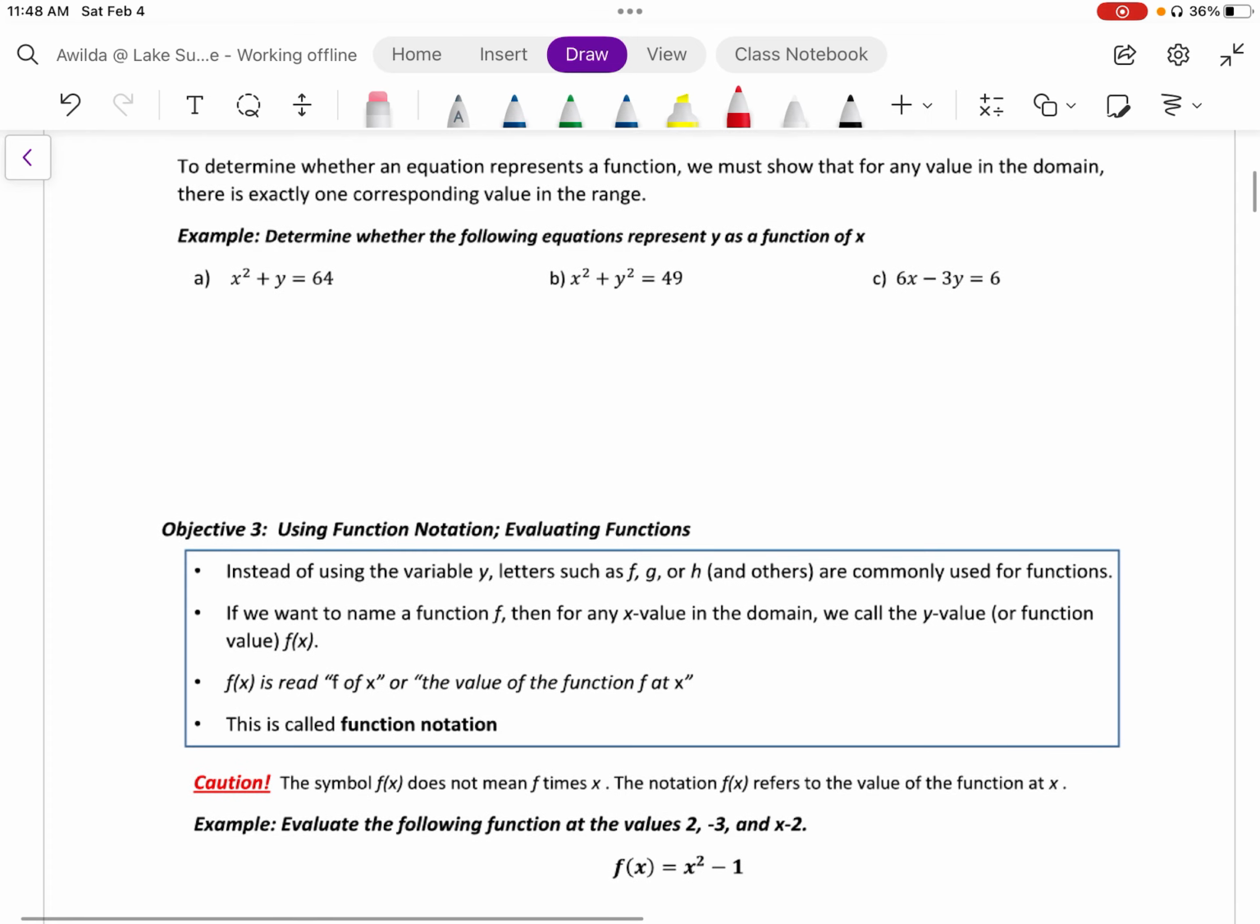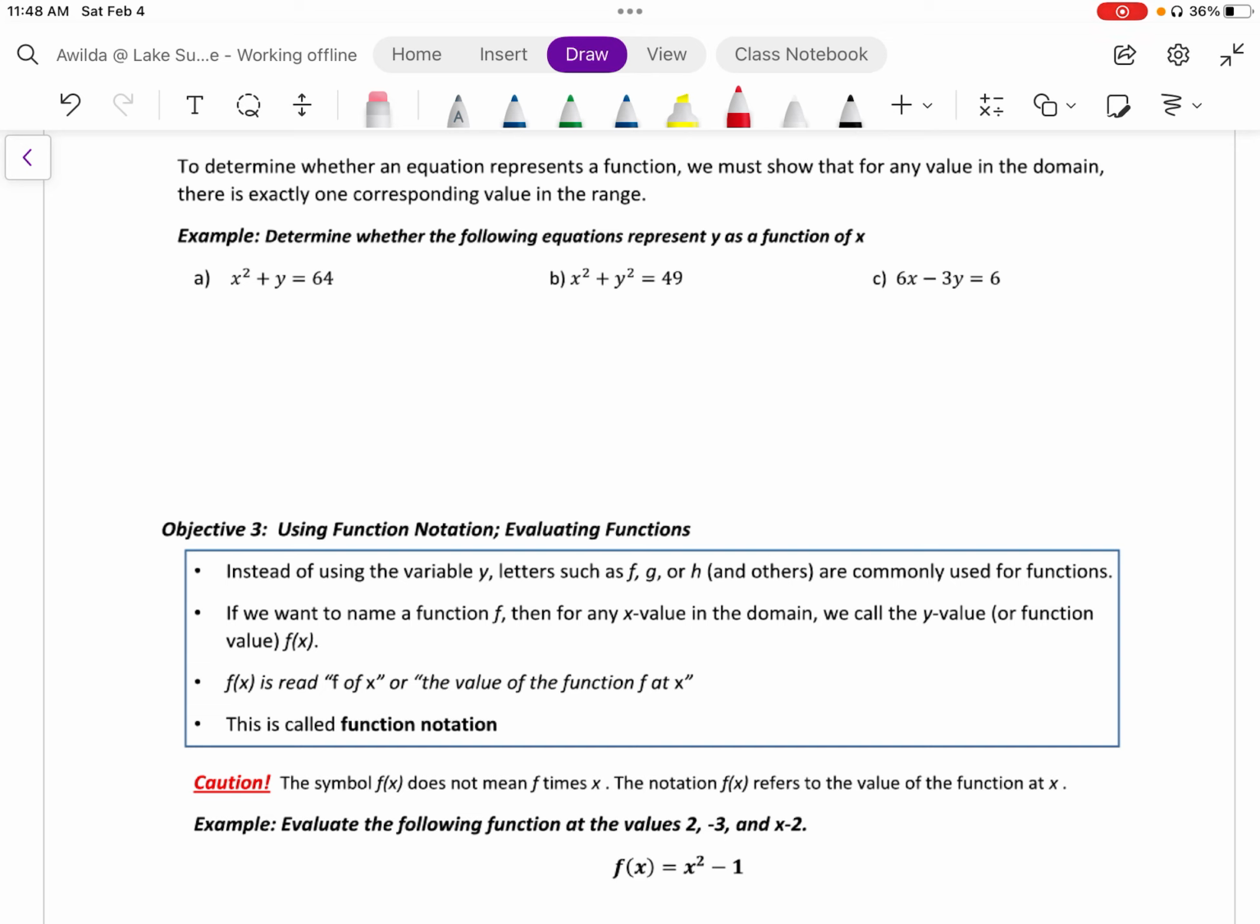All right, let's look at the following 3 relations and determine if they represent a function. In order to show that a relation represents a function, we need to show that for each x, there is exactly one corresponding y value. So let's look at example A, for instance.